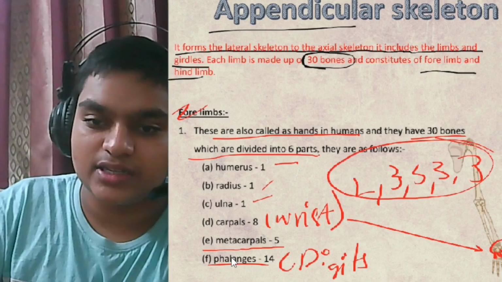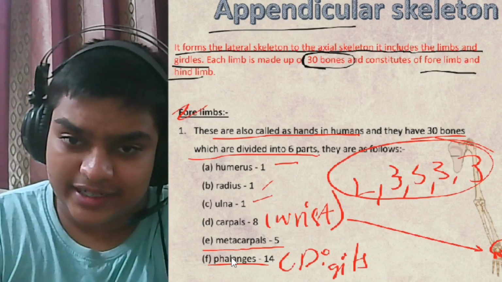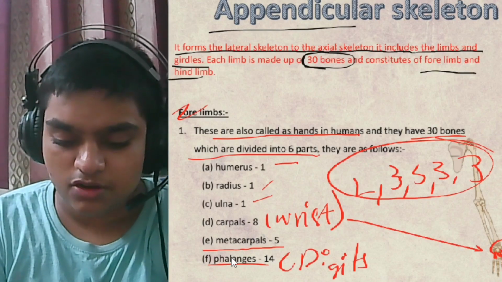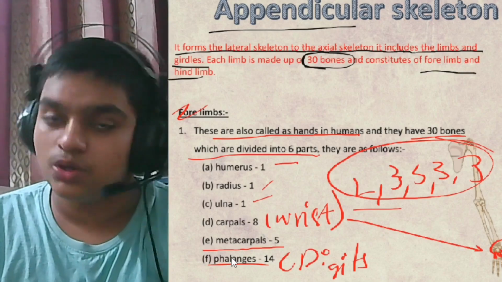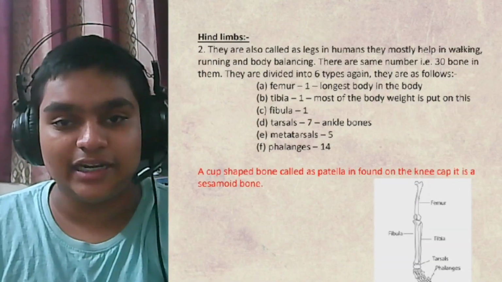This is your formula for phalanges, for either a forelimb or a hind limb. This is your formula, you have to remember it. Okay, now let's move on to hind limbs.